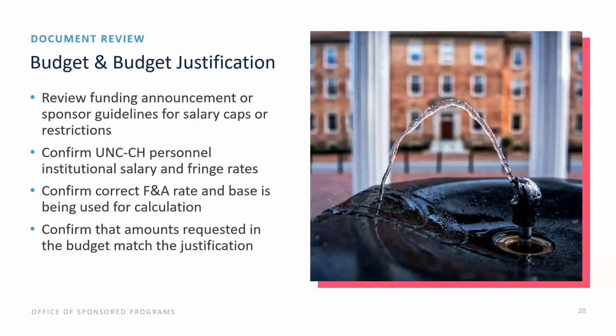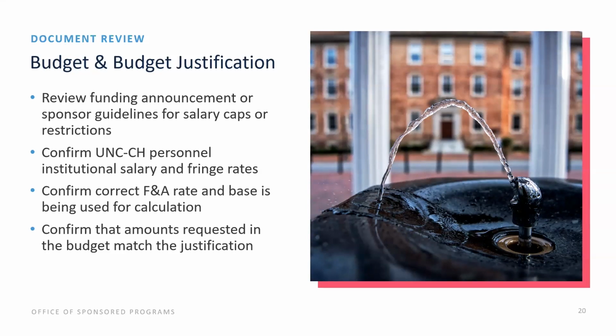So, budget and budget justification. Again, you're reviewing the funding announcement for any salary caps or restrictions, making sure that we're being consistent with what our sponsor is requiring of us. We're confirming that the UNC Chapel Hill personnel's institutional salary and benefits are correct, so we have the most up-to-date salaries and fringe benefit rates in there. That way we are submitting the best proposal moving forward.